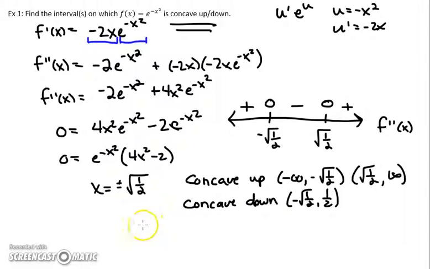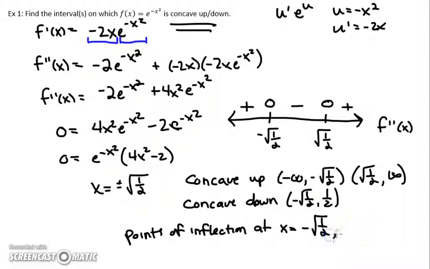If the problem asks for points of inflection, we can say that those happen at x equals negative square root of 1/2 and square root of 1/2. And if we had to justify that, we can just say that f prime changes from increasing to decreasing and decreasing to increasing at those points.